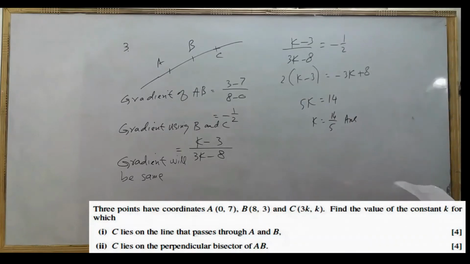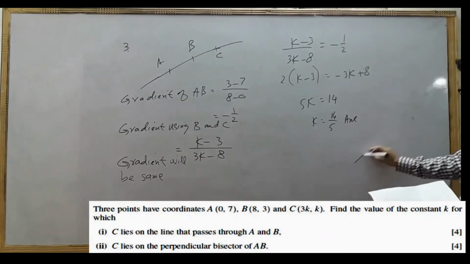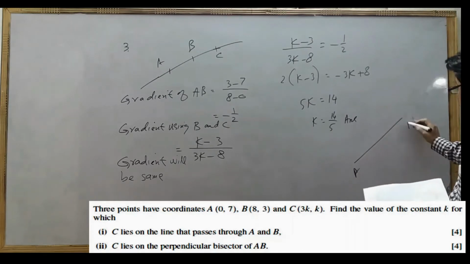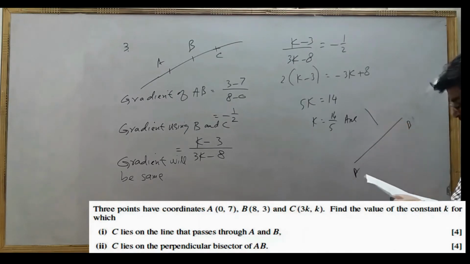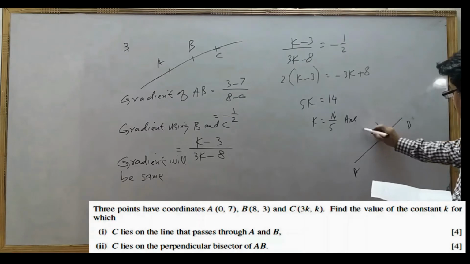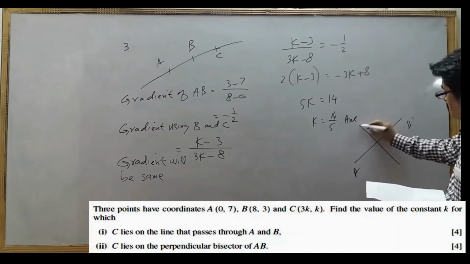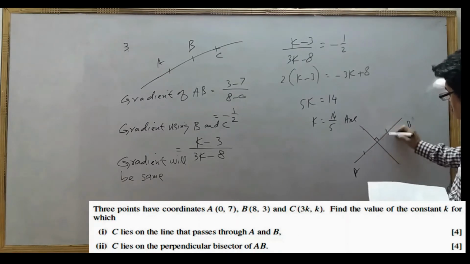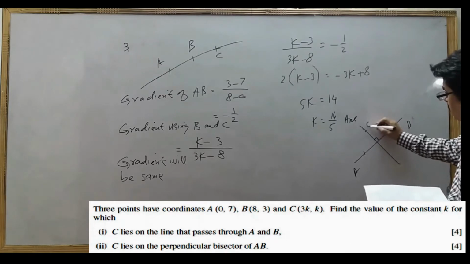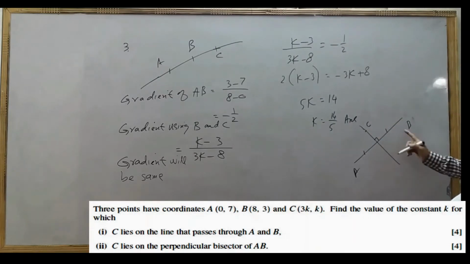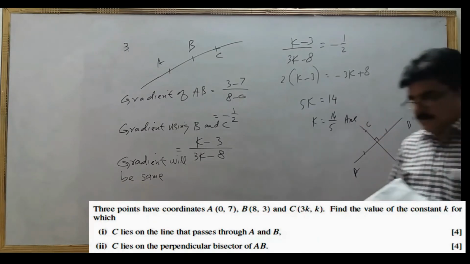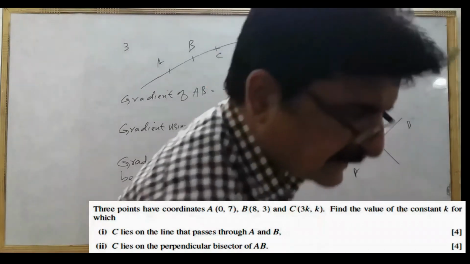Then we have the second part. Now the situation is different. In the second part we have A and B, and this is the perpendicular bisector of this line. This is 90 degrees, this is the midpoint. Now C lies over here. ABC do not lie on the same line. C lies on this perpendicular bisector. Again we have a perpendicular bisector.